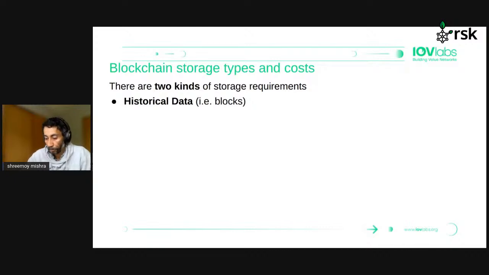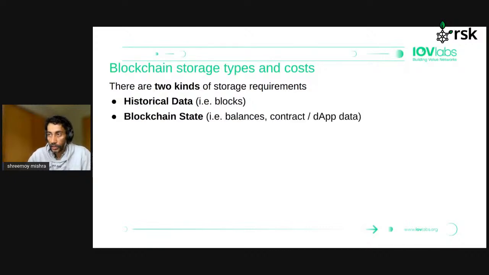The second type of storage is the real resource constraint, and that is what we call blockchain state. State in Ethereum, for example, or RSK, is data like account balances, what's an account's nonce, smart contract code, smart contract storage cells. So that sort of application data is what we call state.